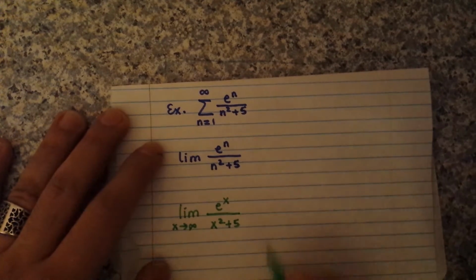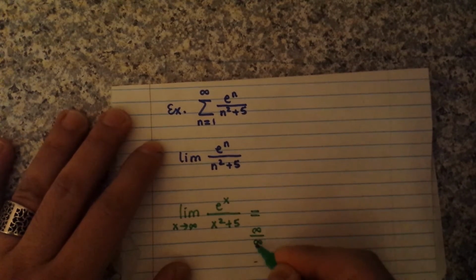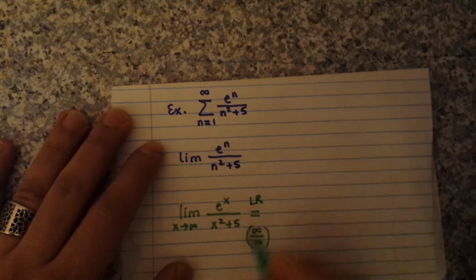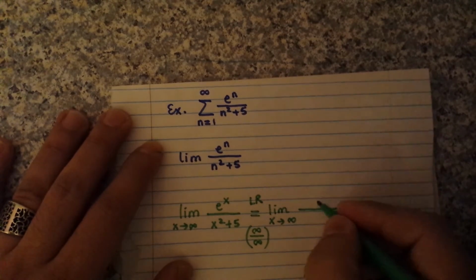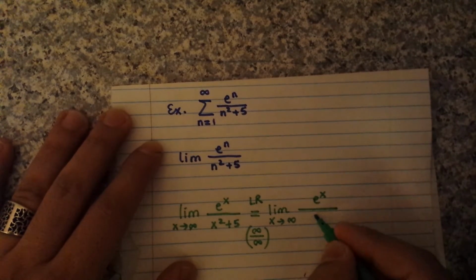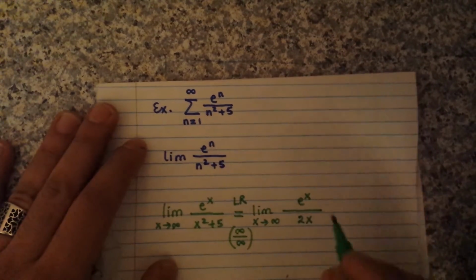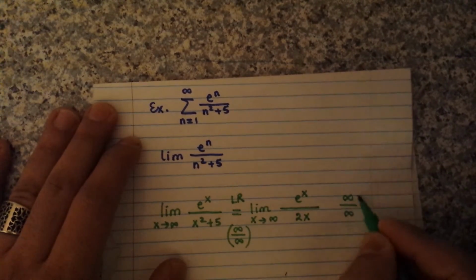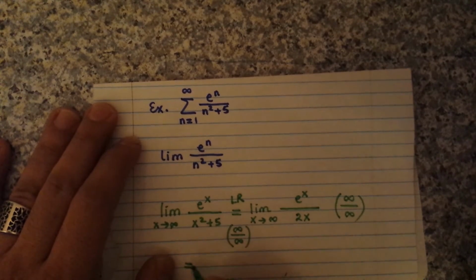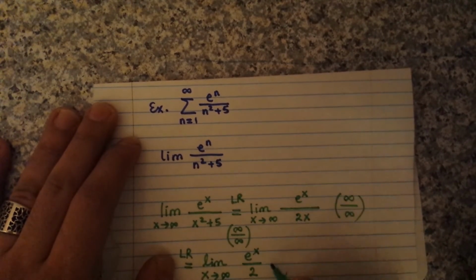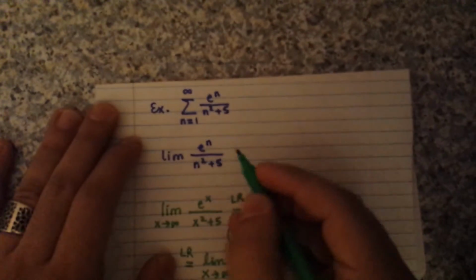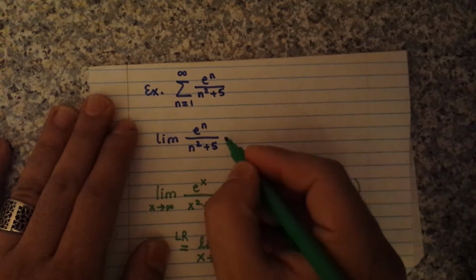This is of type infinity over infinity, so I apply L'Hopital's rule, and that will be the limit as x goes to infinity. The derivative of the top is just itself, and the derivative of the bottom is just 2x. This is again of type infinity over infinity, so I can apply L'Hopital's rule again. Now it will be the limit as x goes to infinity of e to the x over 2. Definitely this goes to infinity, which is not 0. So if you go back to here, since this is infinity, that will just go to infinity.